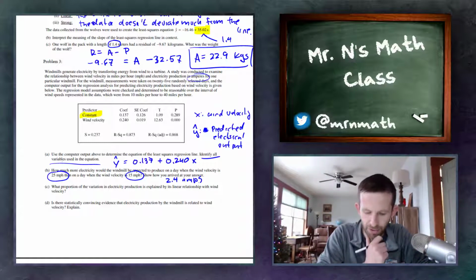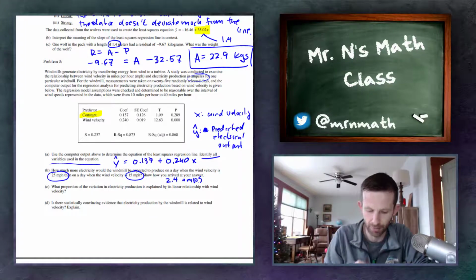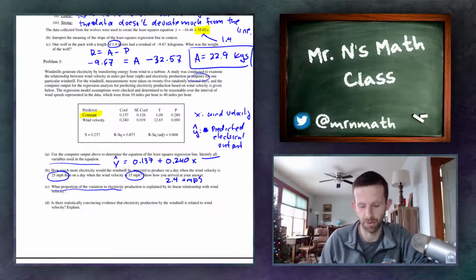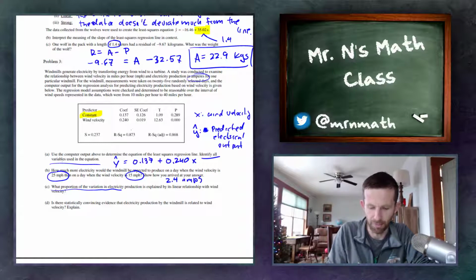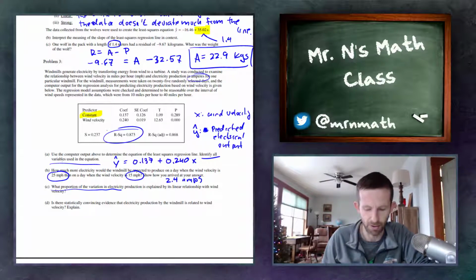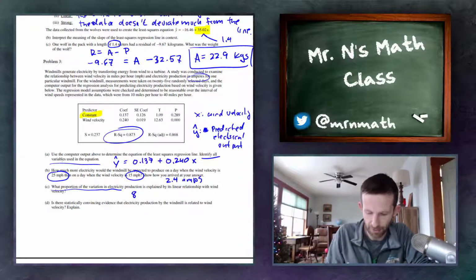What proportion of the variation in electricity production is explained by the linear relationship with wind velocity? All right, so when you start seeing a question like that, you want to think to yourself coefficient of determination. And the coefficient of determination is the r squared. So 87.3%.